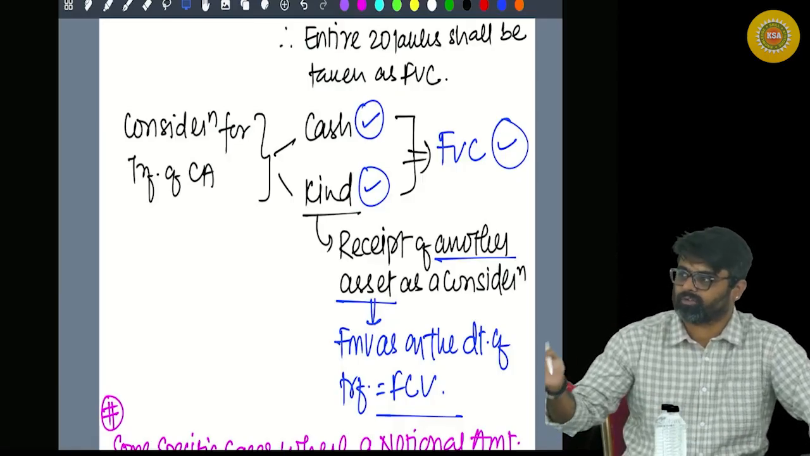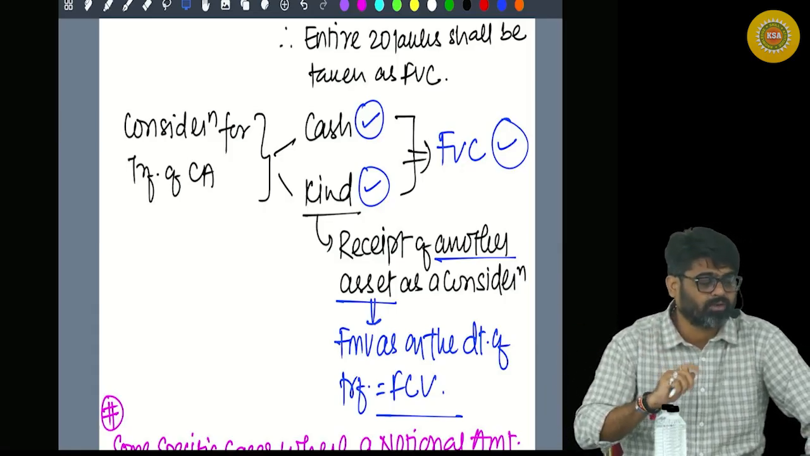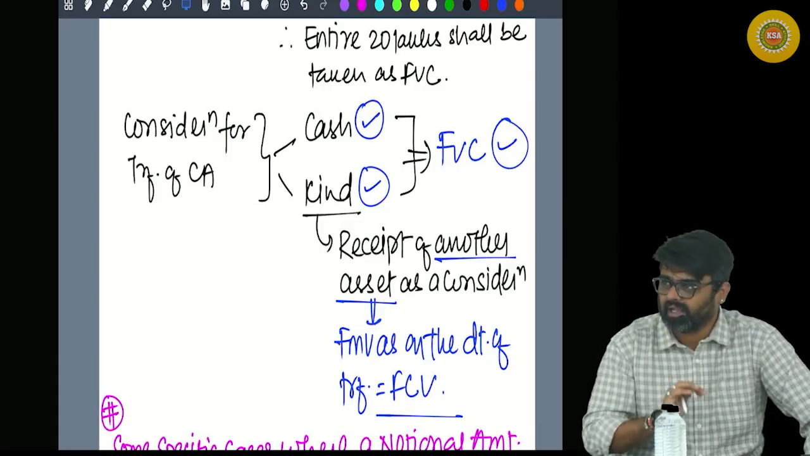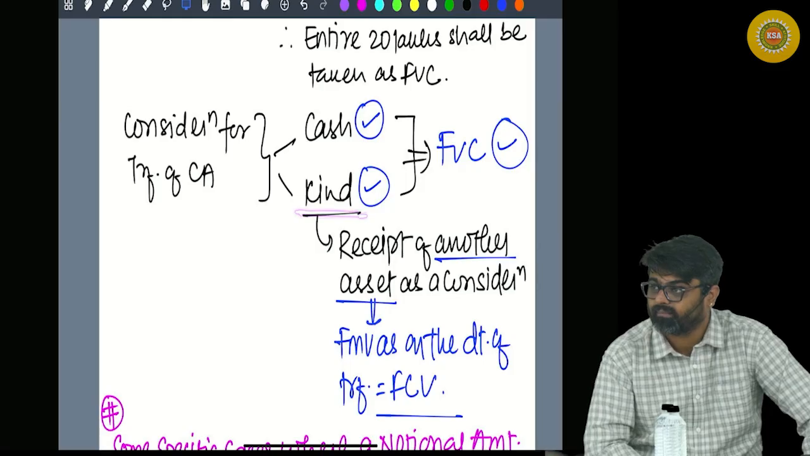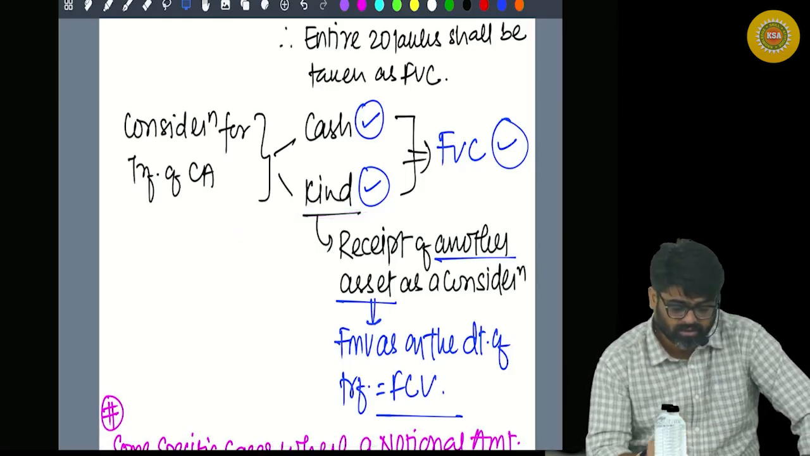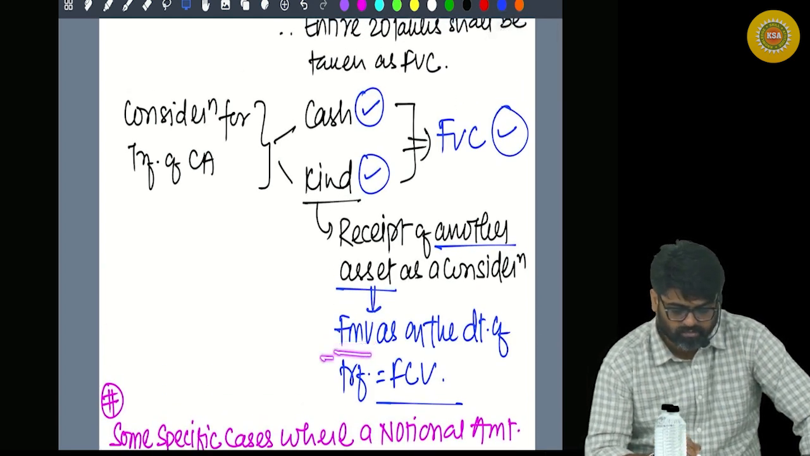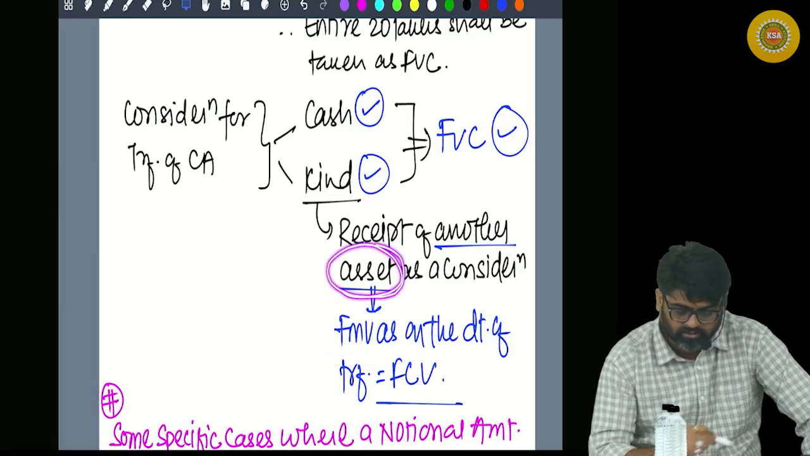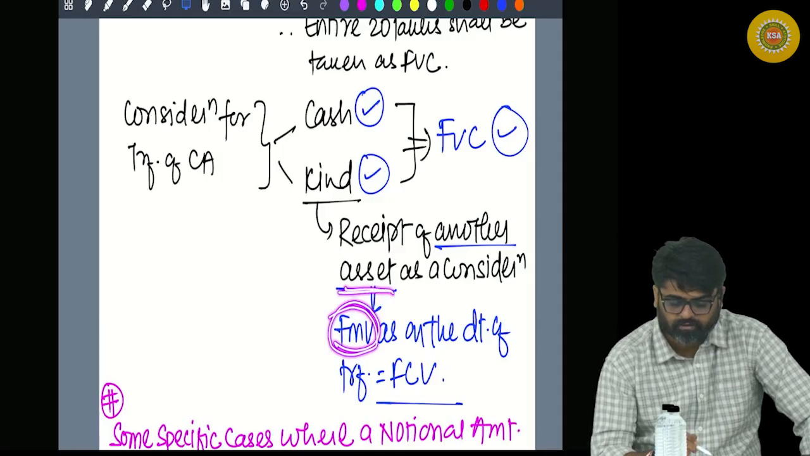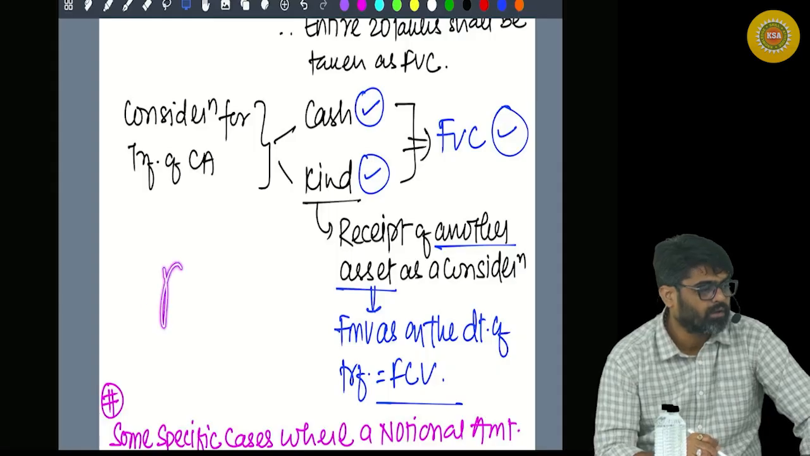See, if the consideration fixed was 20 lakhs and you are getting that 20 lakhs in cash, monetary consideration, so what will be your full value of consideration? The money value, that is 20 lakhs. But what if the consideration is received in kind? Consideration is received in some asset you are receiving. So the fair market value. What did I say? Fair market value of this asset which you have received. Fair market value of the asset which you have received as a consideration will be treated as your full value of consideration.